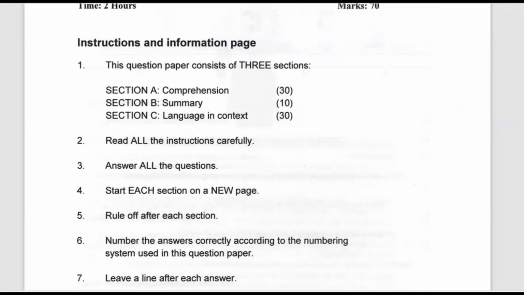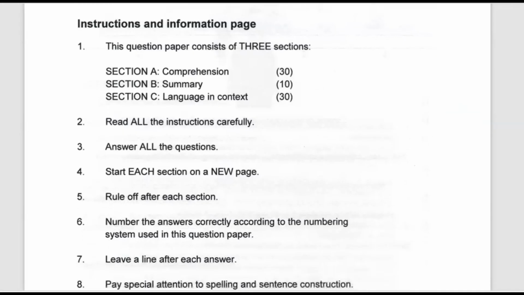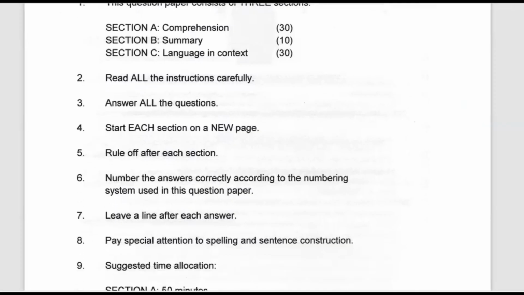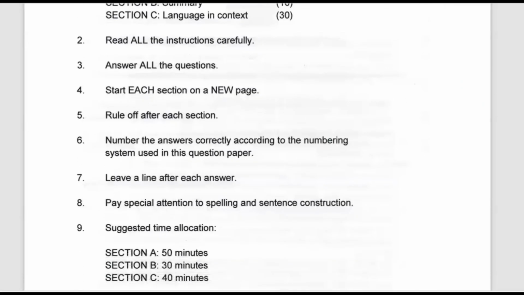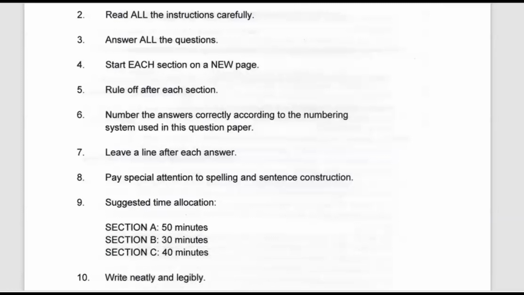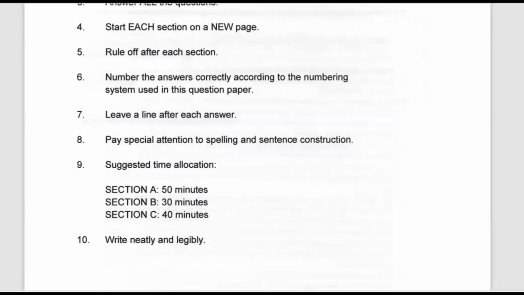Read all the instructions carefully is what they call out for every time. Answer all the questions. Don't leave any blanks. Start each section on a new page. Rule off after each section. Number the answers correctly according to the numbering system used in this question paper. Leave a line after each answer. Pay special attention to spelling and sentence construction. Suggested time allocation is 50 marks to section A, 30 marks to section B, 40 marks to 40 minutes to section C. My apologies. Write neatly and legibly.